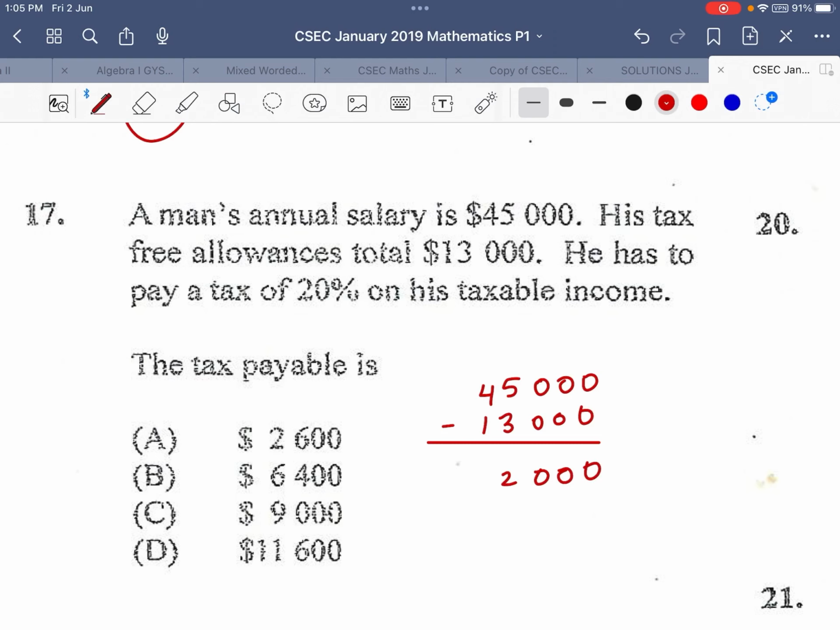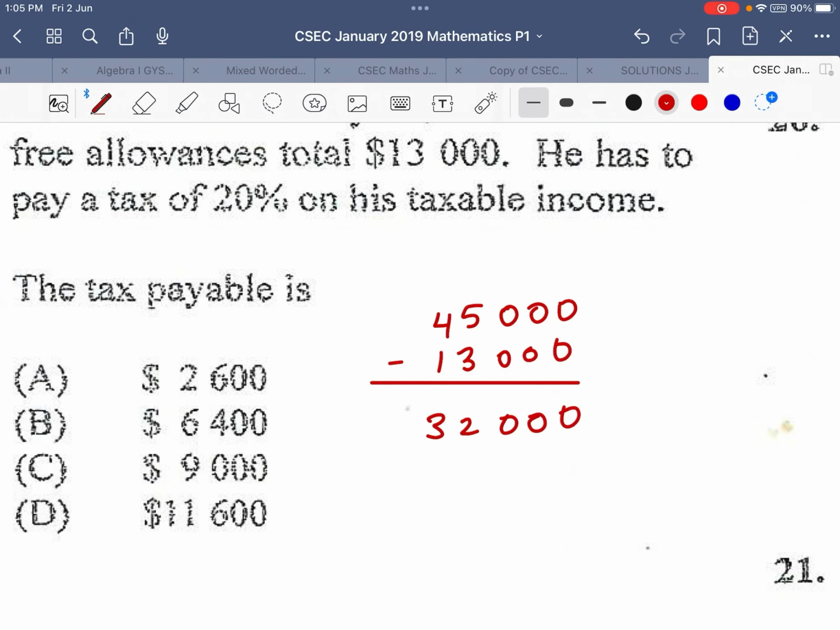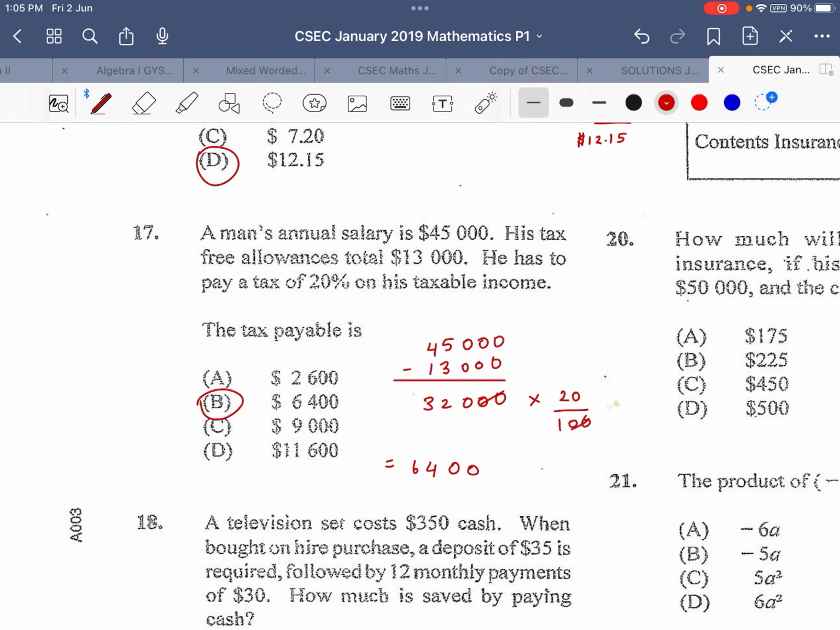5 minus 3 is 2. 4 minus 1 is 3. So his taxable income is 32,000, and 20% of that is the tax. So we cross these 2 zeros out here. We have 20 by 320. So what we'll do is add 2 zeros, multiply 2 by 32, and that's 64. Right, so 6,400 is the tax payable.